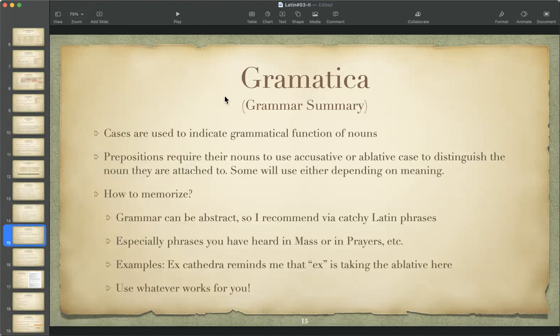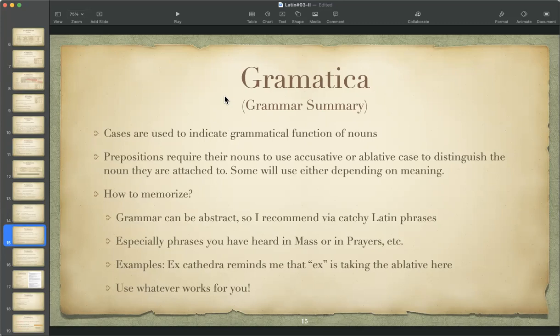As I said, cases are used to indicate, this is kind of a summary, the grammatical function of nouns. Prepositions require their nouns to use accusative or ablative to distinguish the noun they are attached to. Some will use either case, depending upon meaning, in being a good one.